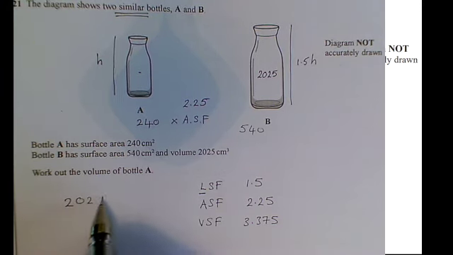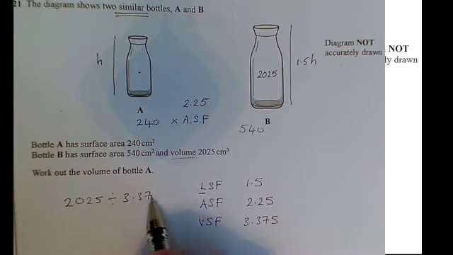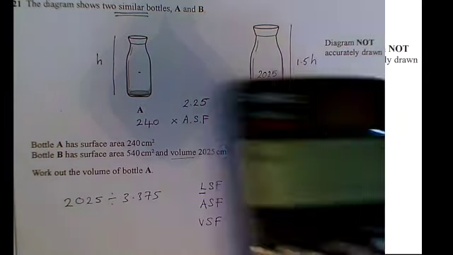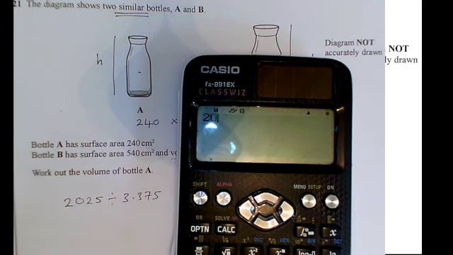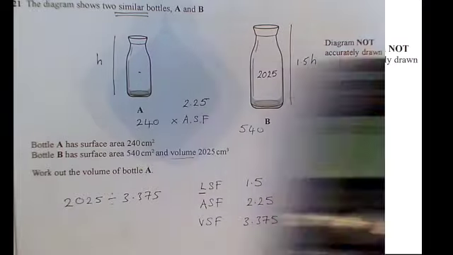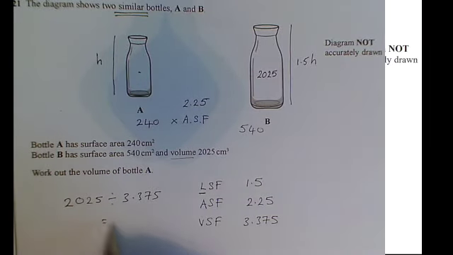So I write down the volume of the large bottle and divide it by 3.375, and hopefully that equals a nice answer. So we'll look. 600 centimeters cubed. Lovely. Okay.